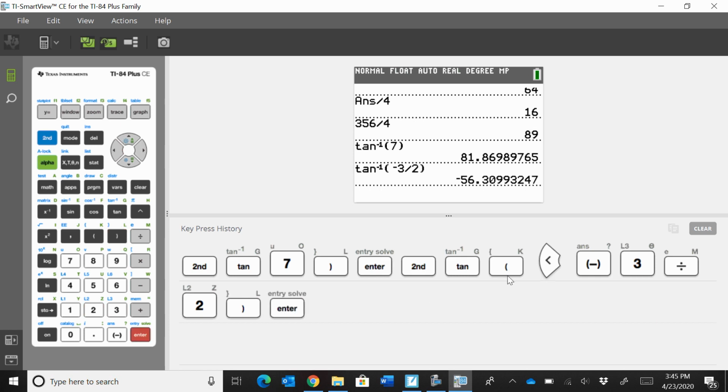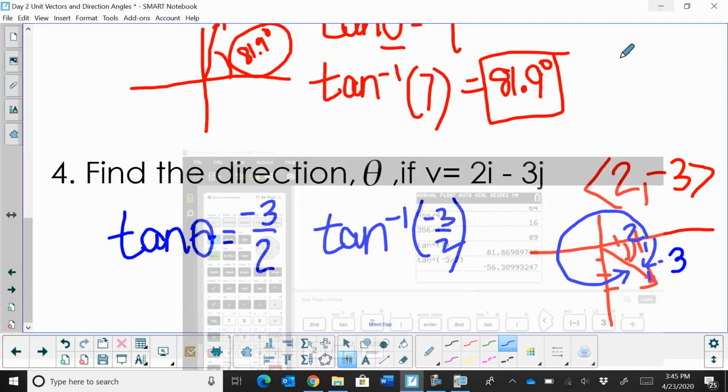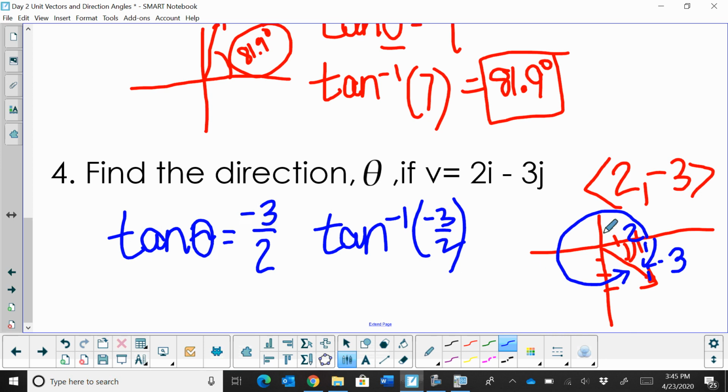And that gives us -56.3. So the reference angle is 56.3. That is the reference angle. We know tangent is negative in quadrant 4 and negative in quadrant 2. So that's why it's negative. But we actually want this angle.